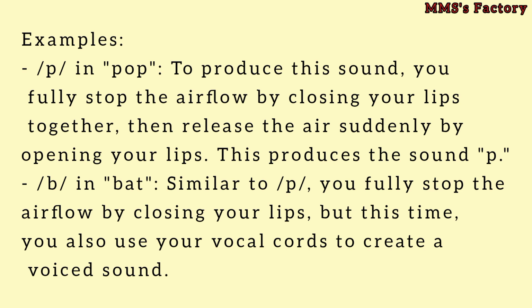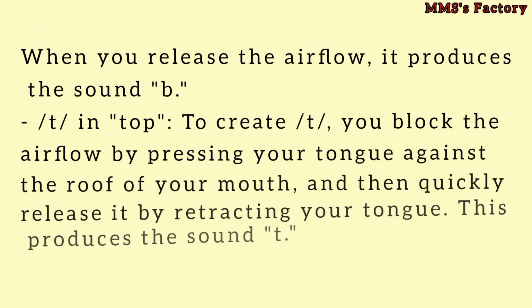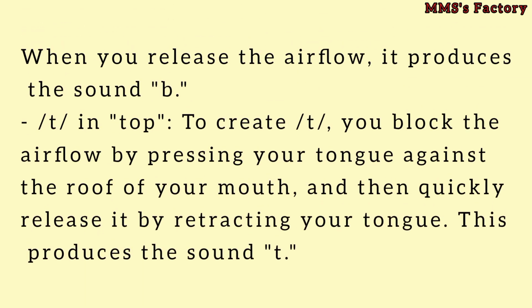b, in bat. Similar to p, you fully stop the airflow by closing your lips, but this time, you also use your vocal cords to create a voiced sound. When you release the airflow, it produces the sound b.